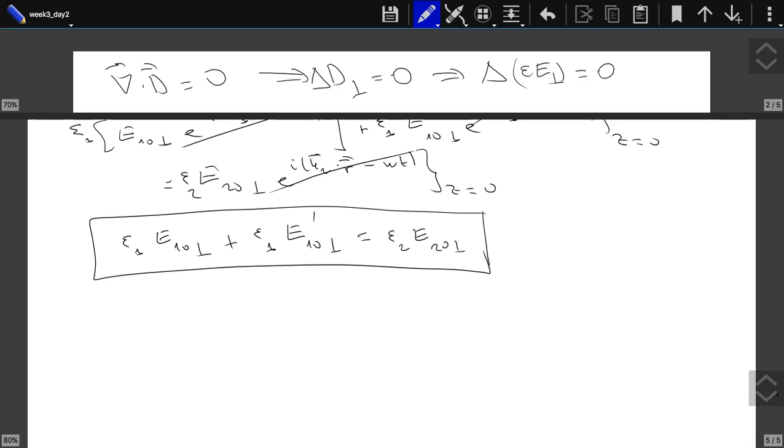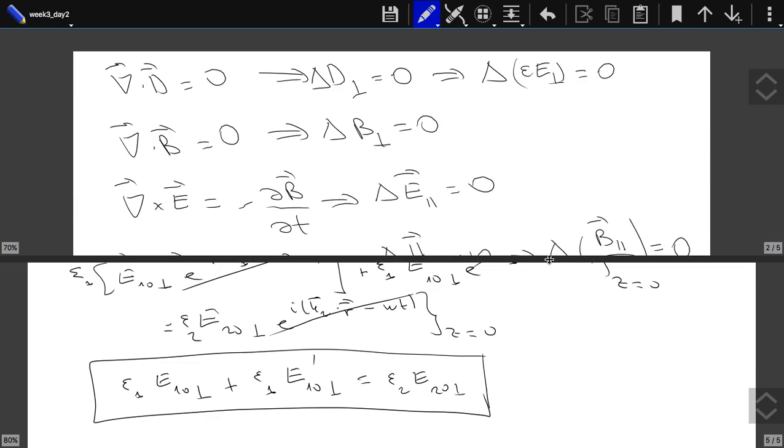Of course, the perpendicular components we can write in terms of the magnitudes and angles. That we will do later on. So let's just keep it in this form. So here is one equation we have. Now the second equation will be from another boundary condition.